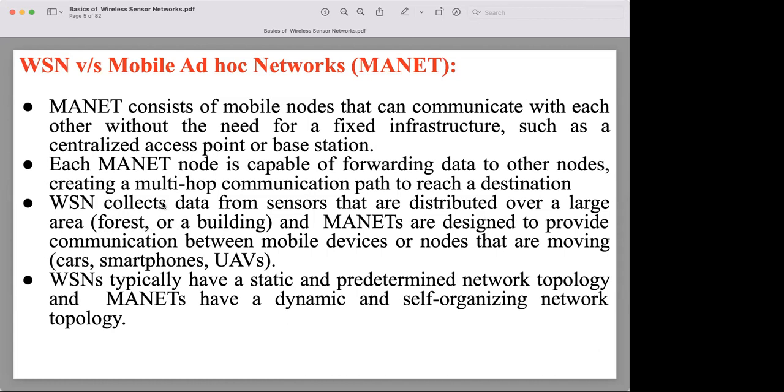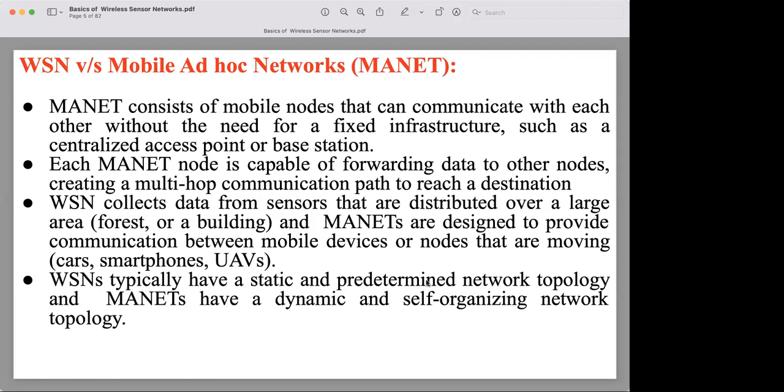In comparison, MANETs are designed to provide communication between mobile devices or nodes that can move, such as vehicles, cars, UAVs, and smartphones. If they form a group and can communicate with each other through multi-hop communication, then we can say yes, this is a mobile ad hoc network, which is also a wireless network, but not a wireless sensor network.